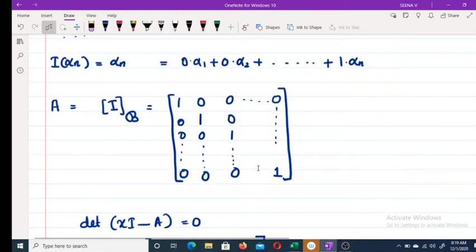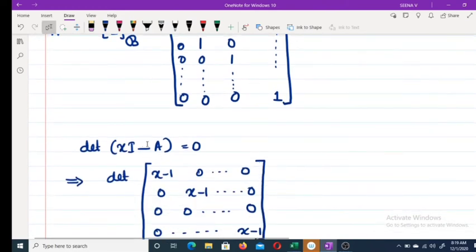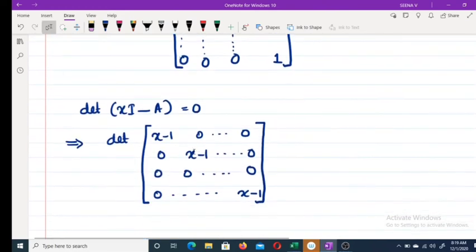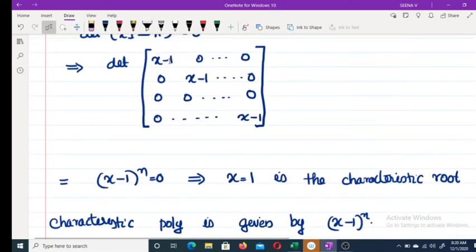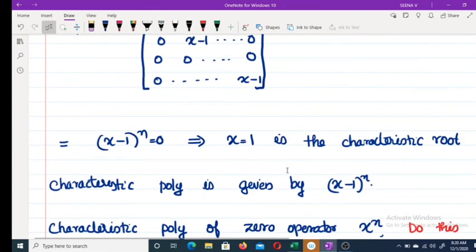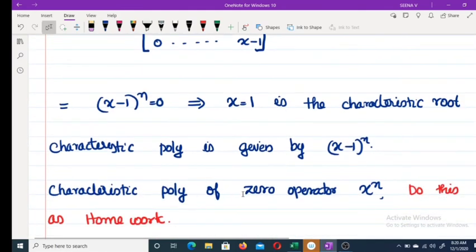Now determinant of xI minus A equal to 0 implies the determinant of this equal to 0. If you evaluate the determinant, since this is a diagonal matrix, it equals x minus 1 whole raised to n equal to 0. Therefore the characteristic polynomial is x minus 1 whole raised to n, and the characteristic root is x equal to 1. The characteristic polynomial of the zero operator is x raised to n.